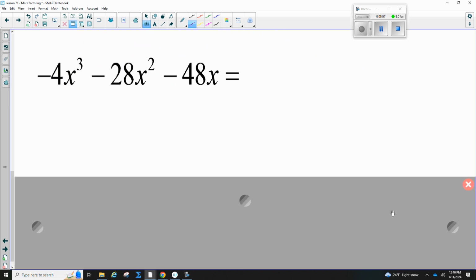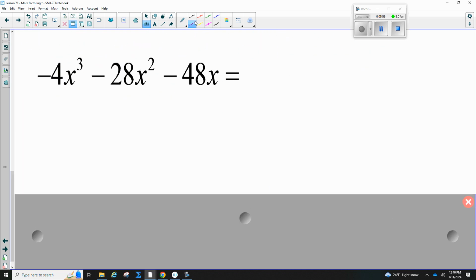Okay, negative 4x cubed minus 28x squared minus 48x. All right, what number can divide into all those numbers? 4 would be even better. Okay, 4 can come out. And what variable is common to all those terms? X. And do we need to take a negative out? Yes. When there is a negative in front of the highest exponent, you need to take it out.